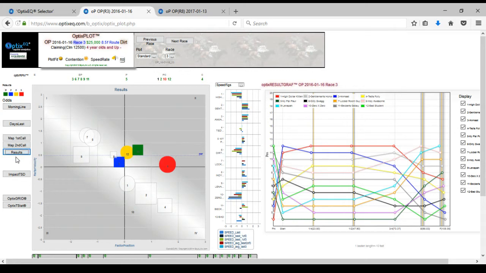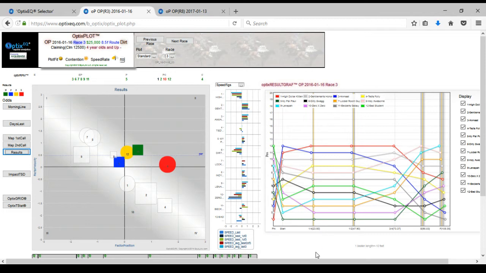And again, we have the results graph, and this gives at each point a call where that horse was positioned, and you can scroll over each one. It'll show you lengths behind, distance traveled, feet, everything's here. So you can see where these horses were positioned in the race, where they came from, and again, just to get familiar.